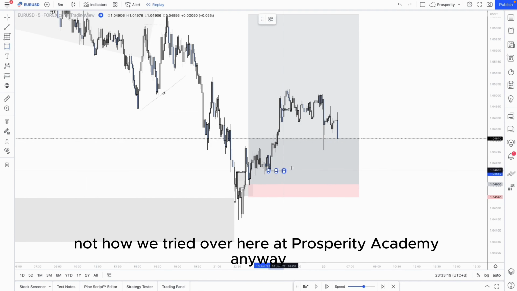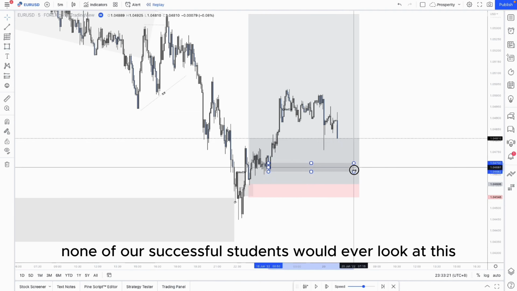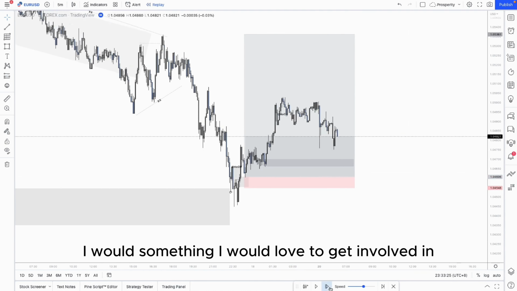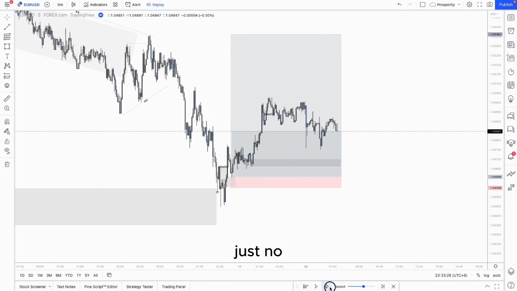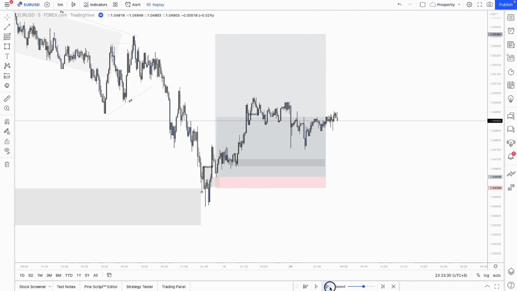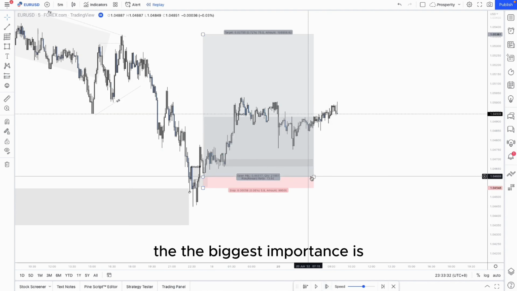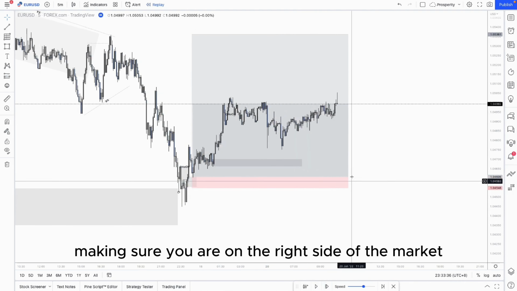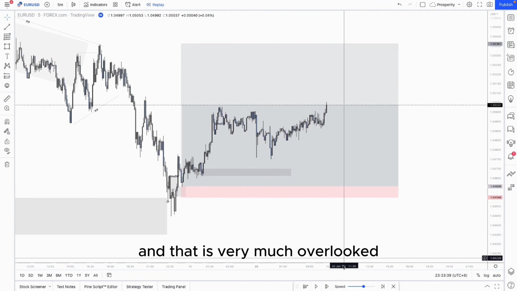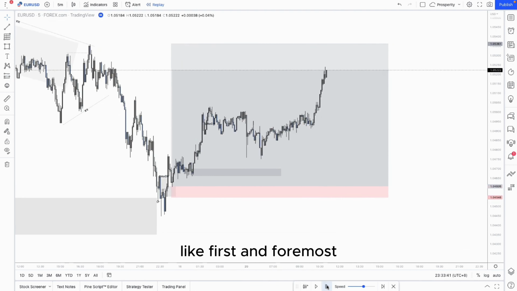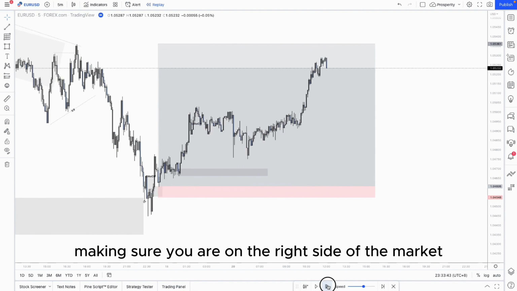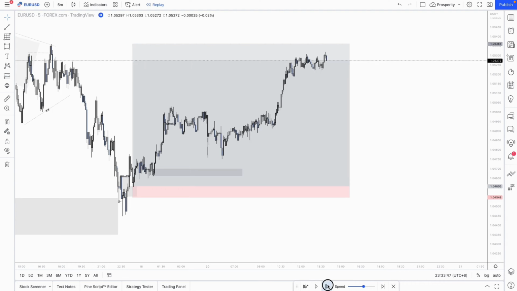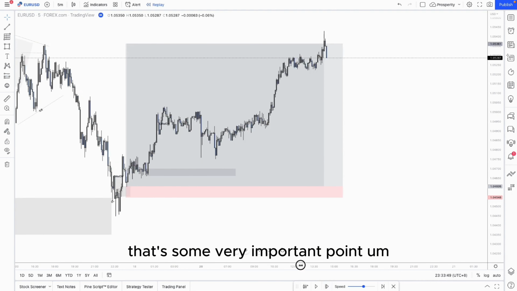Not how we trade over here at Prosperity Academy anyway. None of our successful students would ever look at this and be like, oh yeah, something I would love to get involved in. Just no. The biggest importance is making sure you are on the right side of the market, and that is very much overlooked. First and foremost, make sure you are on the right side of the market. Make sure you're trading with the banks, not against them. That's a very important point.